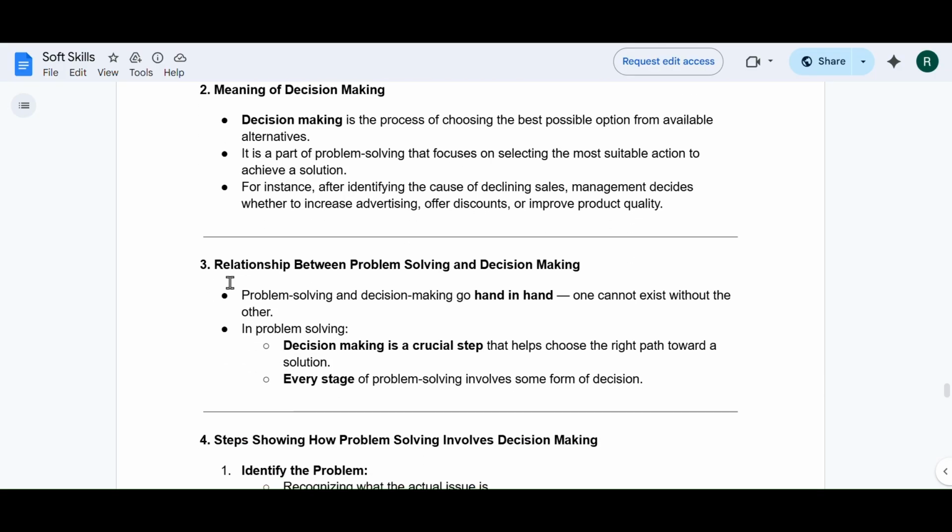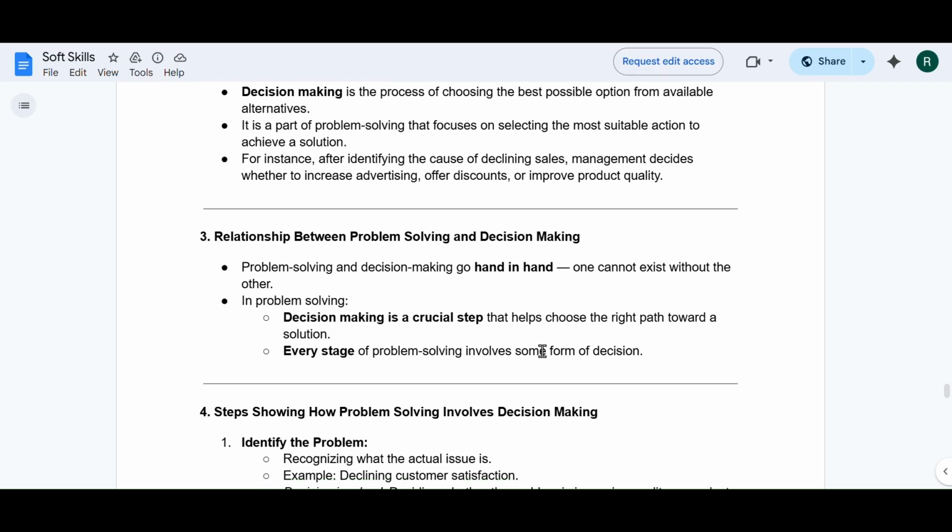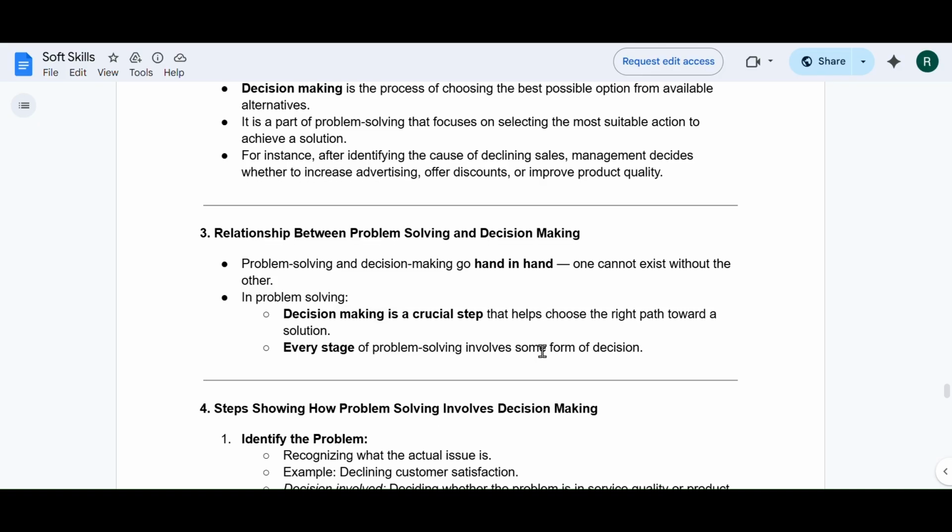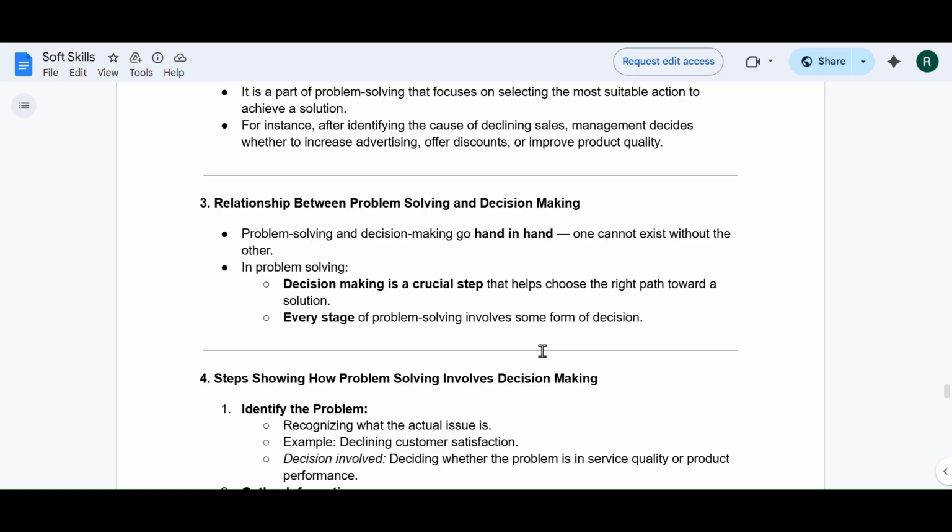Now let us discuss the relationship between problem solving and decision making. Problem solving and decision making go hand in hand. One cannot exist without the other. Without problem solving, decision making wouldn't occur. Without decision making, problem solving will also not be solved. Decision making is a very crucial step to solve a problem.